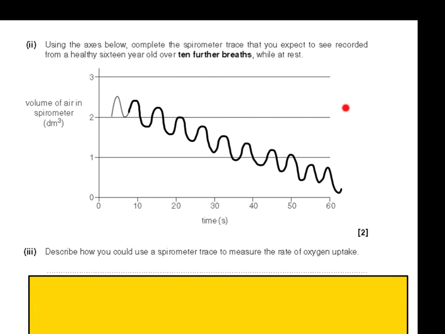If you draw it as a straight line, you get 1 mark, but you had to acknowledge that carbon dioxide will be removed every time, so the trace will decrease like this. The gradient of this doesn't matter, it just has to decrease. Whether you did it really steep or really gentle, it doesn't matter.